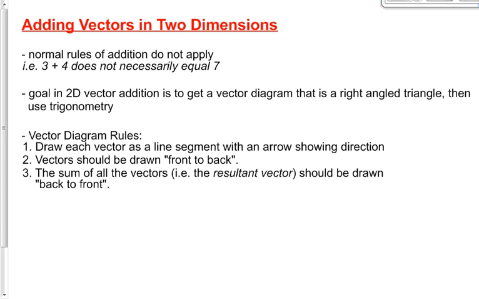So in other words, maybe you had a north, maybe you had a south. 3 plus 4 might have equaled 7 then, but it might have also equaled 1 or minus 1, depending upon the directions of the 3 and the 4. If one was to the north, one was to the south.